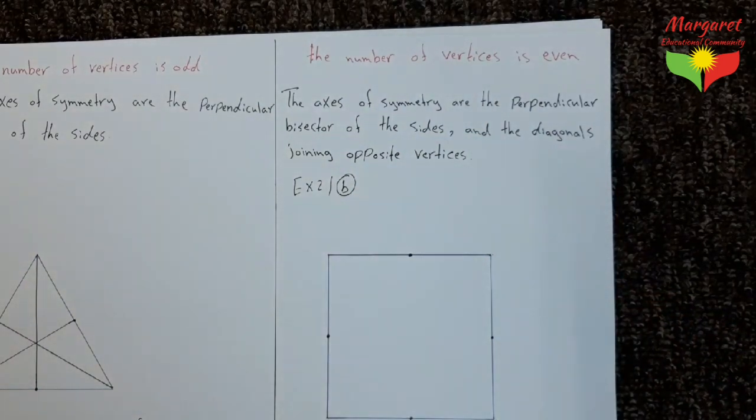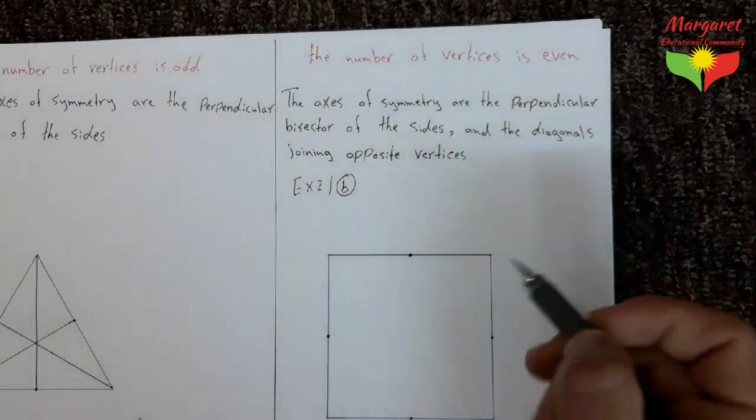For example, example 2, part B, draw the axes of symmetry in a square.